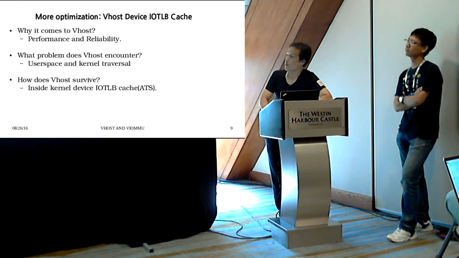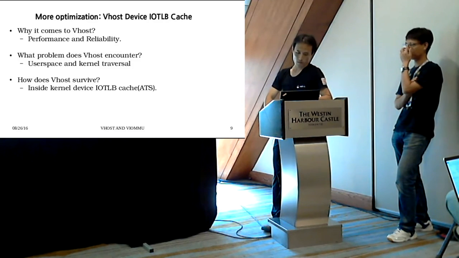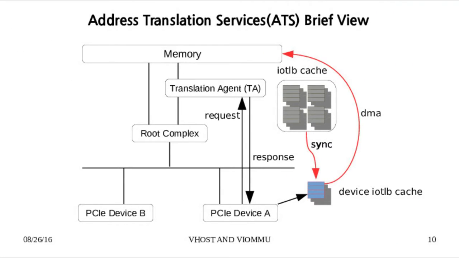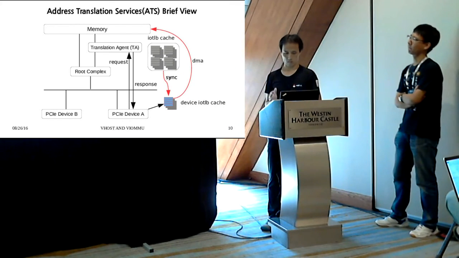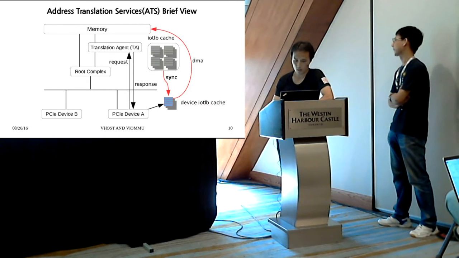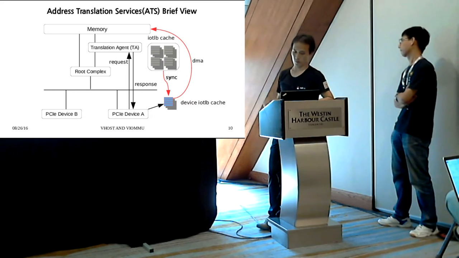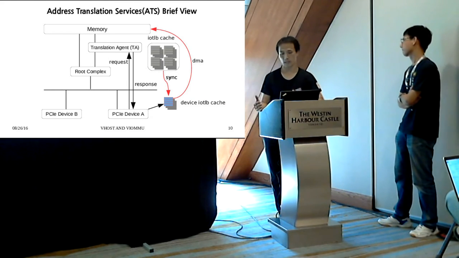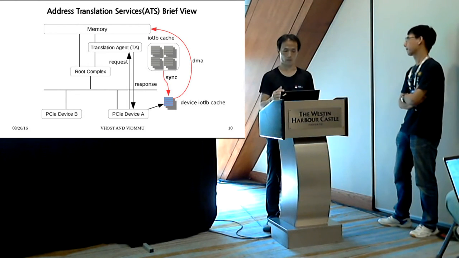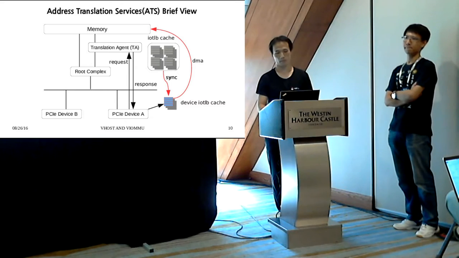So how does vHost survive? We introduce a feature bit from the PCIe spec, which is named ATS. Actually, ATS is the address translation service. In short, it is a kind of feature bit to allow a specific PCIe device to synchronize the IOTLB entry from the IOMMU TLB entries pool. And then during the DMA, it can directly access the memory without any interference from the IOMMU. That is, it can decouple the IOMMU and the device and speed up the system performance.